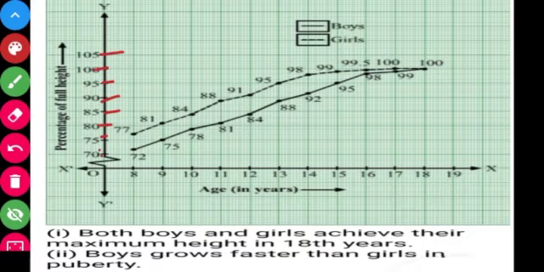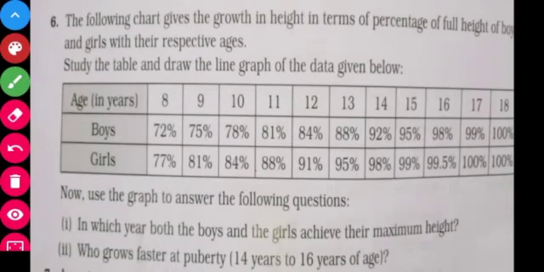And here, between the origin and 70, make a zigzag curve. Why? Because this indicates we start counting from 70 only, because 1 unit is 5, that's why. Now we have to draw the line graph. So first we have to draw for boys. It is given that 8-year-old boys cover 72% of their full height, and 9-year-old boys cover 75% of height. So first draw for boys.